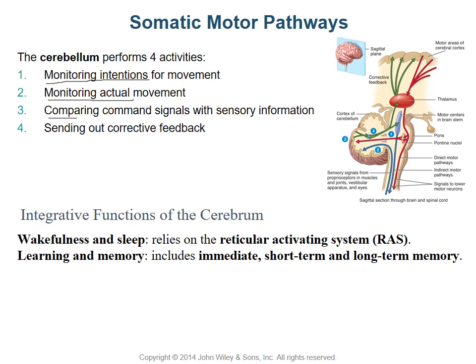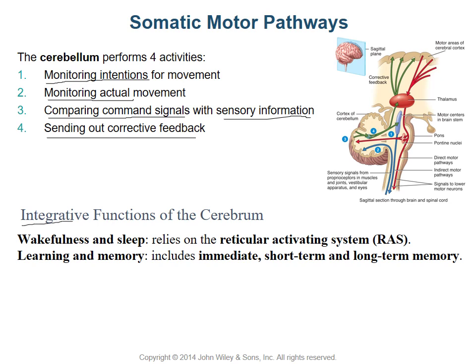It compares the command signals that are coming out of the nervous system with the sensory information that's coming into the nervous system, and then it sends out any corrective feedback. So for instance, if you were getting a command signal to run straight ahead, and there is sensory information coming in that says that there's something in your pathway, the cerebellum will then send out that corrective information to help reroute your path so that you don't run into anything.